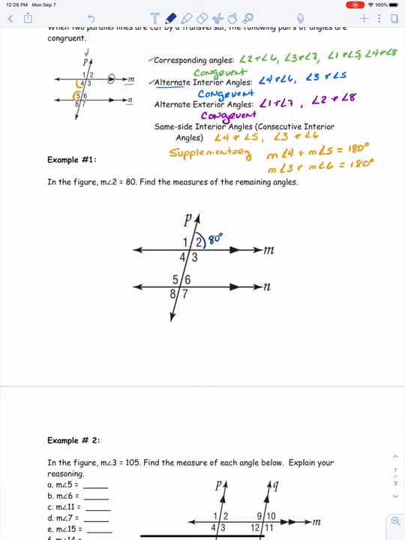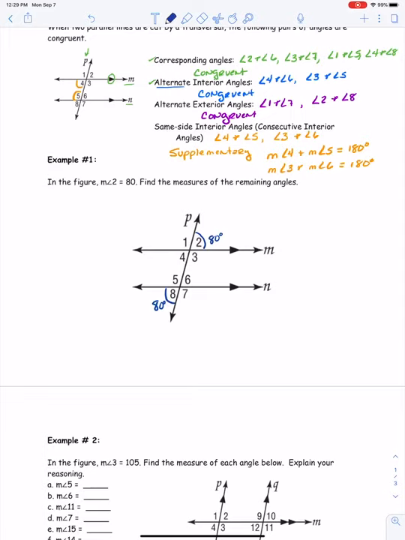So we know that angle 2 is an exterior angle, and we can find another angle that's an exterior angle, but on the opposite side. We call those alternate exterior angles. So angle 2 and angle 8 are alternate exterior angles, which means they are congruent. So we know that angle 8 has to be 80 degrees. See how we use that?